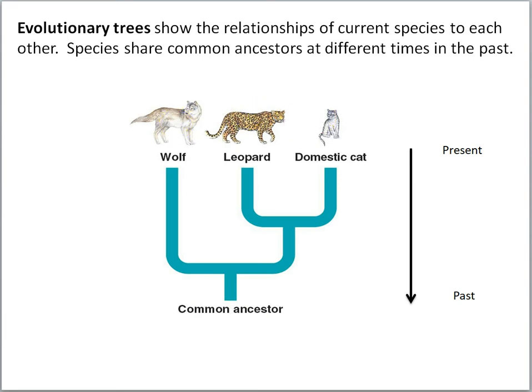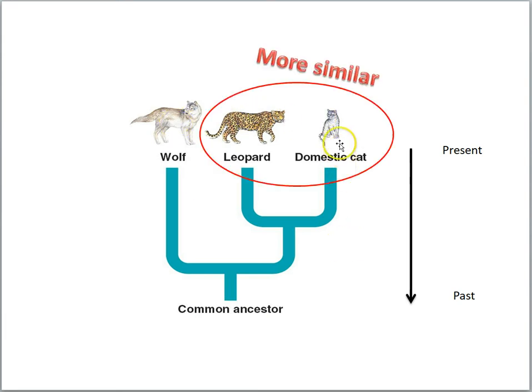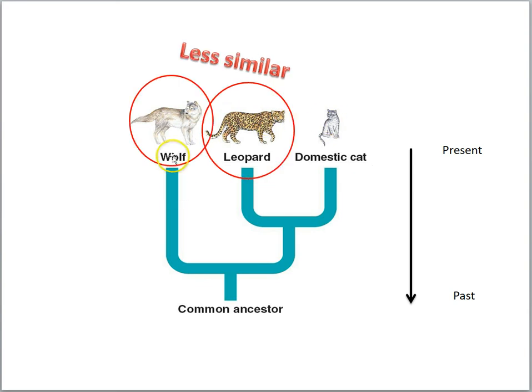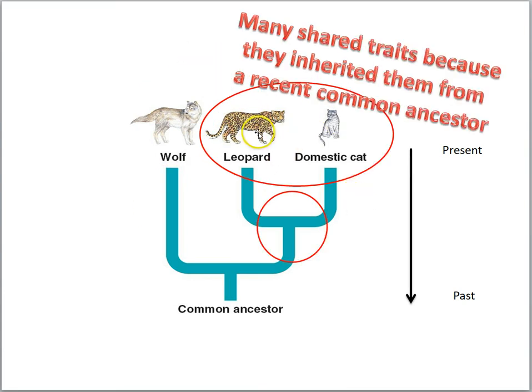This would be a species living in the past that would have been the common ancestor of all three living species today. Now, if we consider the characteristics of the three species, we will notice that the leopard and the domestic cat here are more similar than either of these two are to the wolf. So the wolf and leopard are less similar than the leopard and the domestic cat. Now, Darwin has an explanation for why the leopard and the cat are more similar than the leopard and the wolf. He'll argue that these two species have many shared traits because they inherited them from a recent common ancestor.